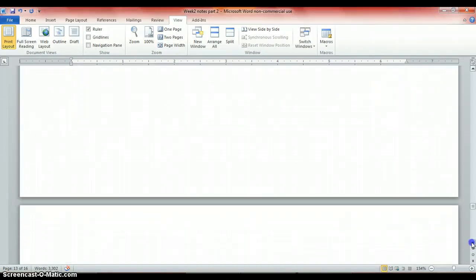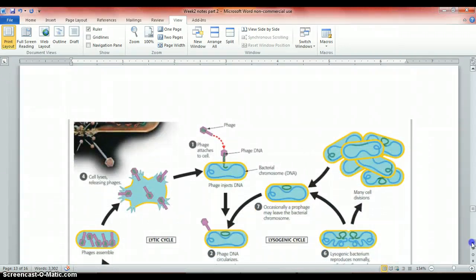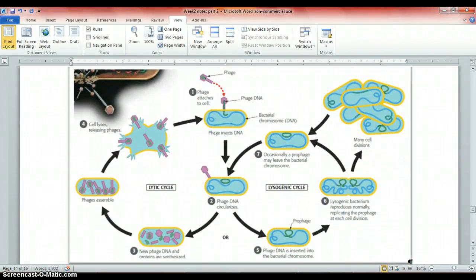Is that everything? No. No chapter should be that short. Okay, so here's an example. See, lytic cycle, the bacteria goes explodo. Lysogenic cycle, it's all good.